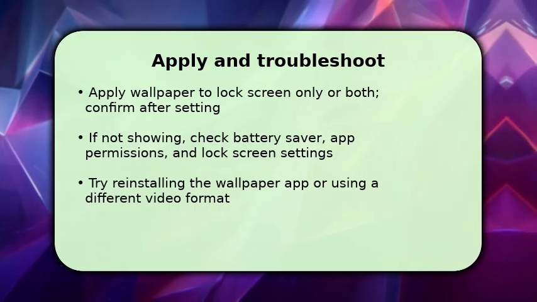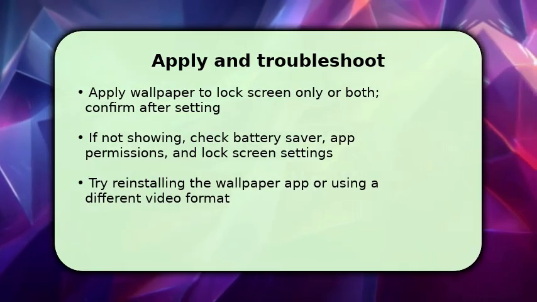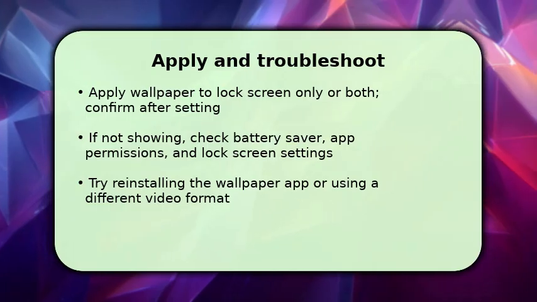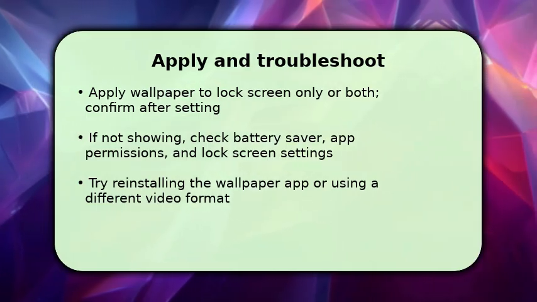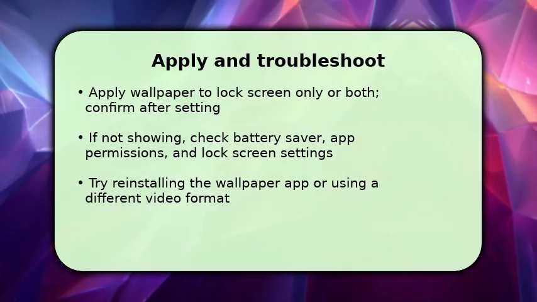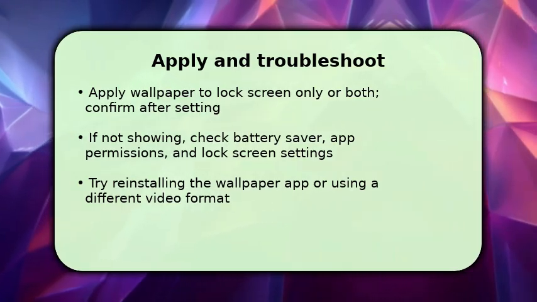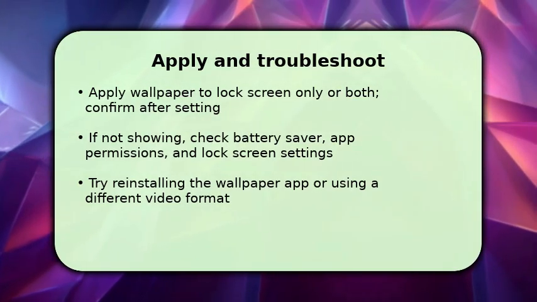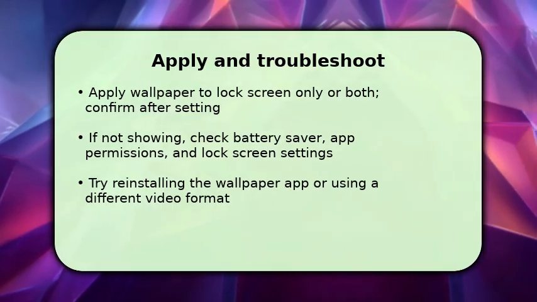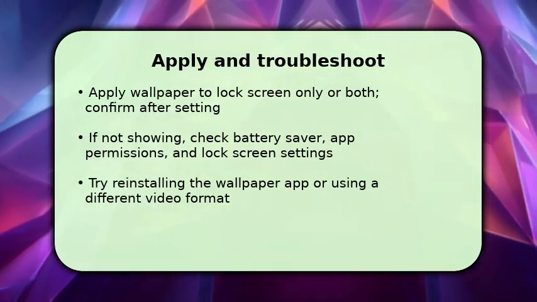If the wallpaper fails to display, make sure battery saver is off, the wallpaper app still has overlay and storage permission, and your lock screen allows live wallpapers. If problems persist, convert the video to MP4, reinstall the wallpaper app, or test another short clip. Those steps.